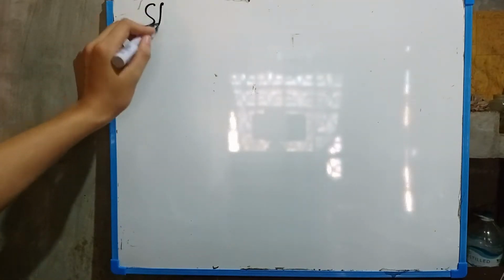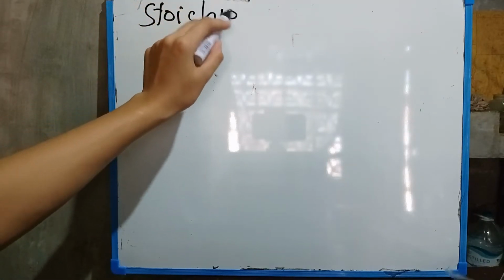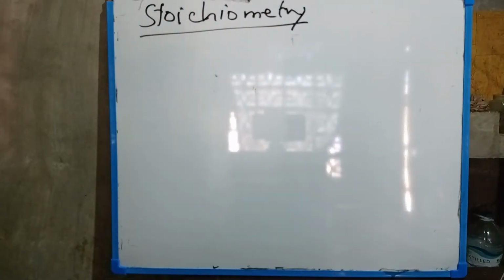So our lesson this week is we're going to talk about stoichiometry. So this is our topic this week. When we say stoichiometry, it is a section of chemistry that involves using the relationship between reactants and/or products in a chemical reaction to determine the quantitative data.